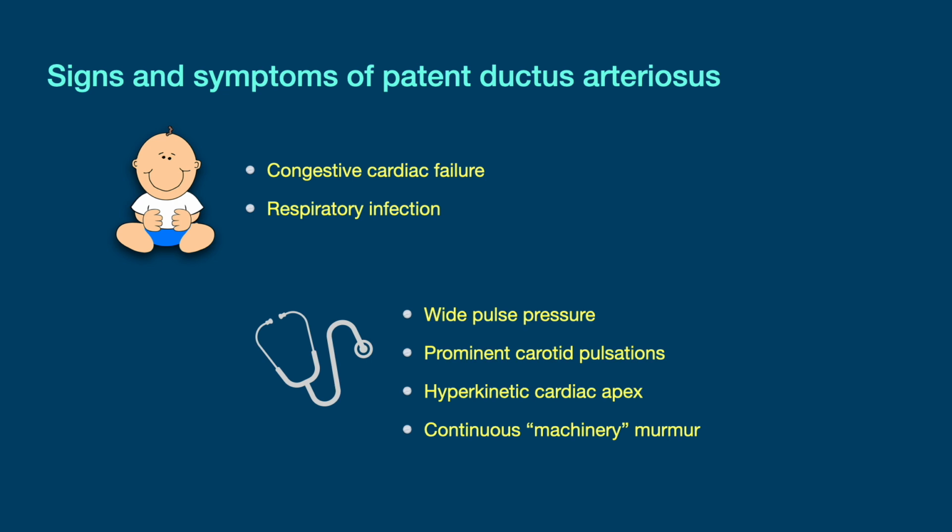Symptoms occur around 6 to 10 weeks of age, and patients may develop congestive cardiac failure. A history of effort intolerance, palpitations, and frequent chest infections are also seen. Signs include wide pulse pressure owing to the leaky flow from the aorta to the pulmonary artery, prominent carotid pulsations, a hyperkinetic cardiac apex, and an accentuated S1 while S2 is narrowly or paradoxically split. A continuous murmur with a peak at the second sound is an important distinguishing factor, best heard at the second left intercostal space.